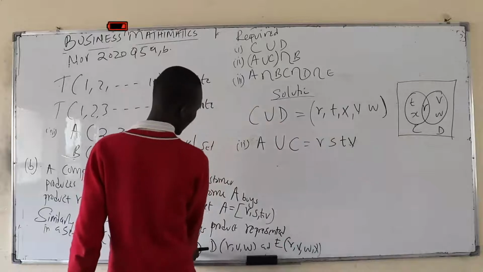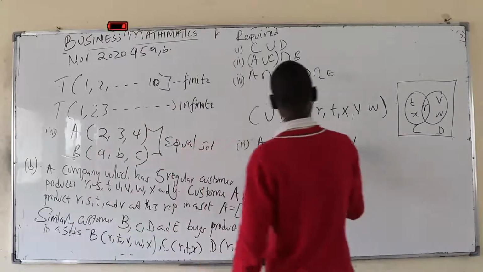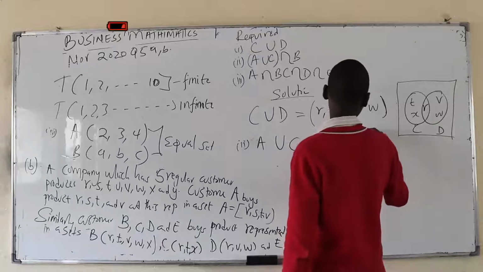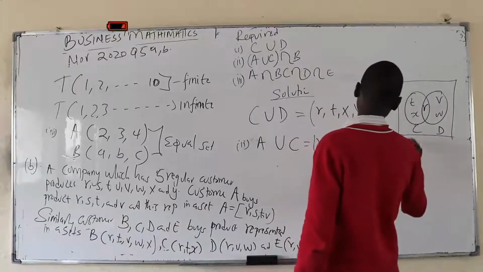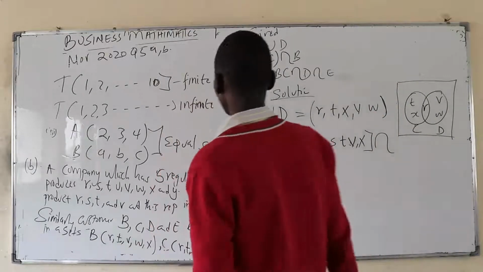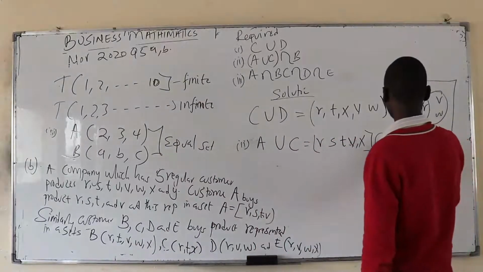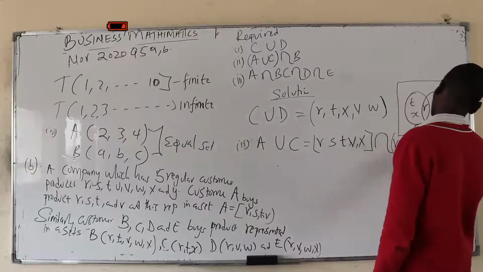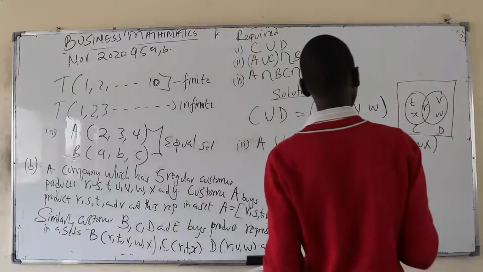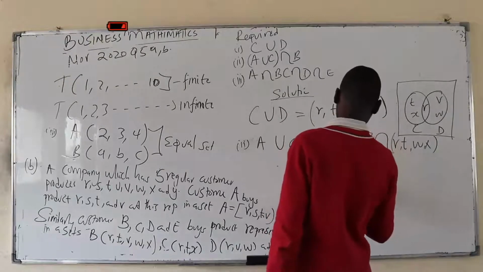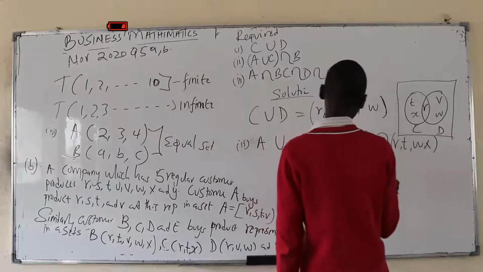Does this sign mean "or", all of it? Okay, so for solution one, it means all. You give those elements that are in set C and set D. In set C we have R, T, X and in set D we also have R, V, W. So you just add there V and W. That's all. It means all elements that are available in those two sets. That is what we mean by this sign.